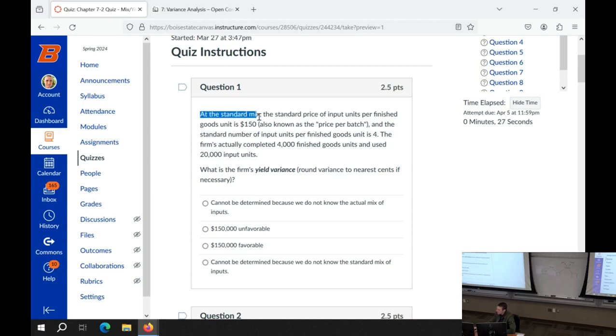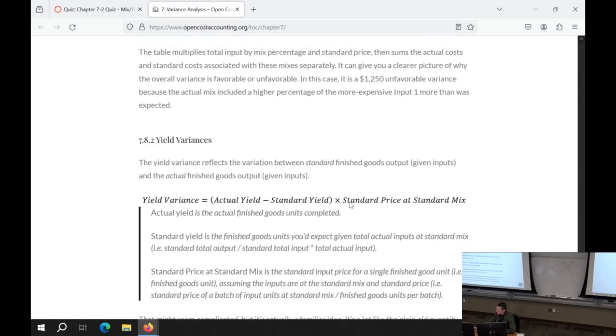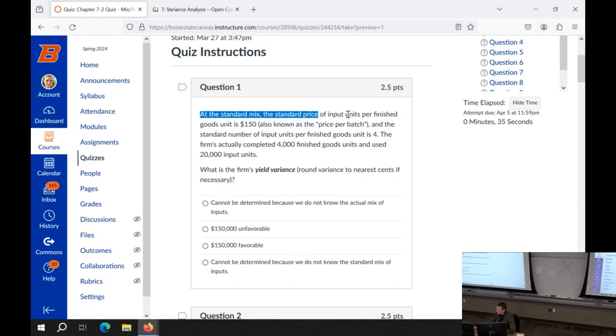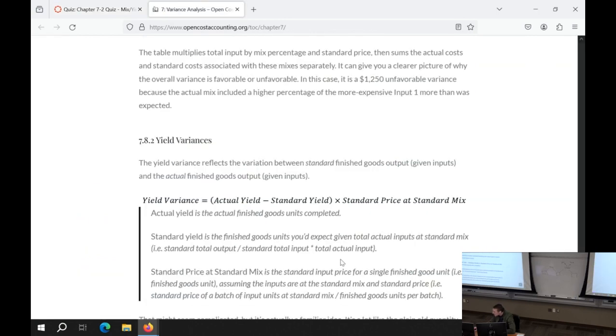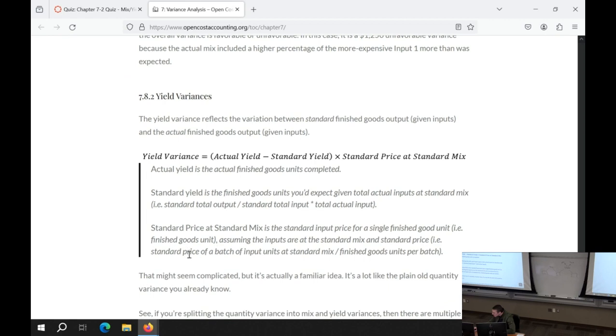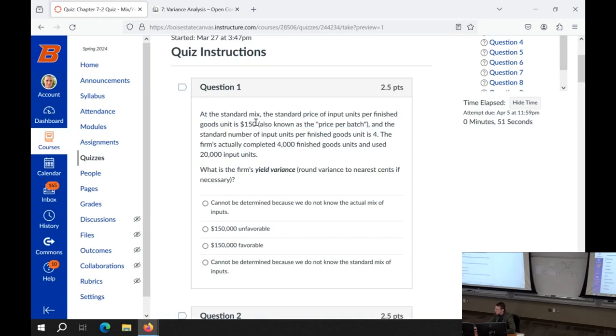All right, so at the standard mix, the standard price. That sounds a lot like right here. Looks like I'm about to give you this number. The standard price at the standard mix per finished goods unit is $150, also known as the price per batch. Some standard price of a batch of input units. Great. But the point is that this is the number we're going to multiply what's inside the parentheses by.